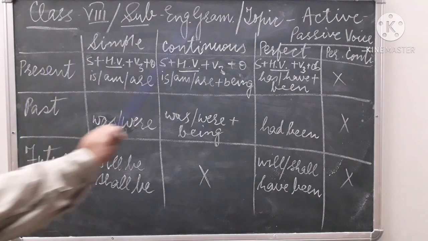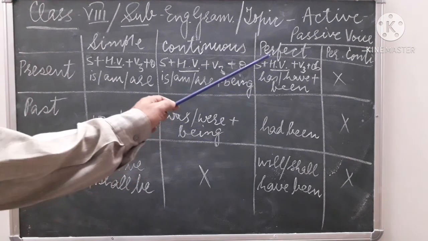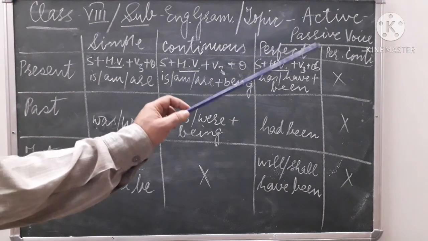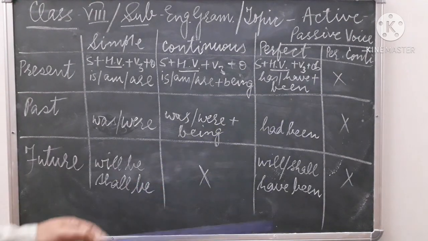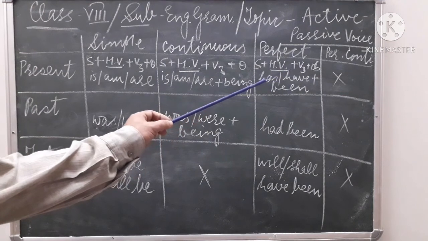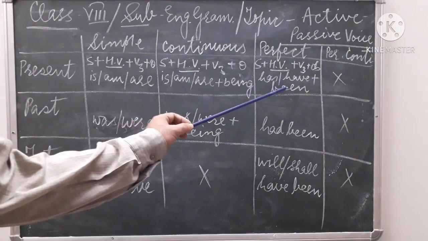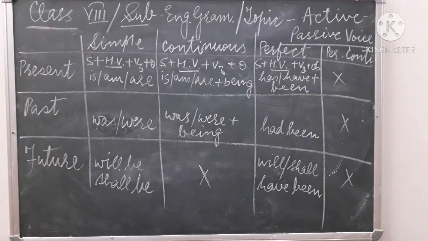Next, present perfect. If the sentence is given in present perfect, how do we convert it into passive voice? For example, I have completed my work. It is active voice. Change it into passive. Now here my work is the object, so my work will be brought first. Now children, here it is present perfect. That is why my work has been completed by me.